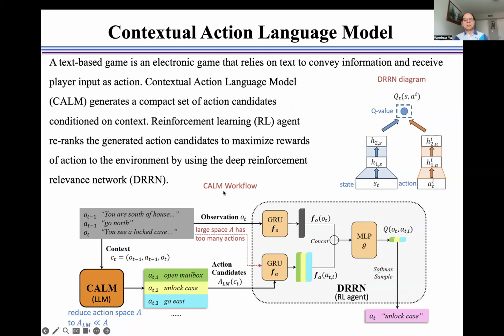As shown here, this is COM workflow. This is context. COM is used to reduce the action space and then get a small set of action candidates. Reinforcement learning agent uses this observation and action candidates to re-rank the actions and find the best action.